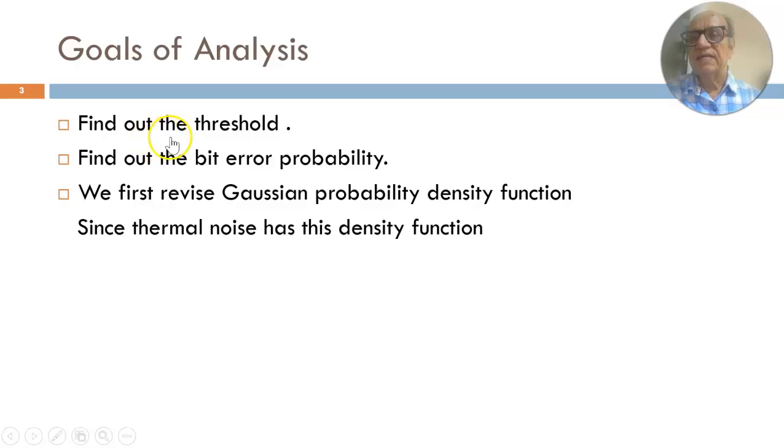Now, in order to find these expressions, we need to revise our knowledge of Gaussian probability density function, because we are considering thermal noise as the main source of the noise, and this has this density function. I am of course assuming on the part of listeners some knowledge of probabilities and probability density functions, etc. But since Gaussian density function is important for us, we'll quickly revise it.